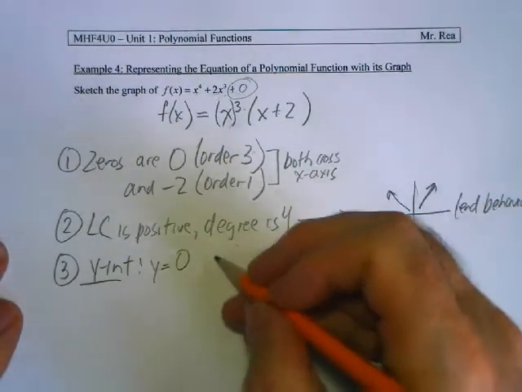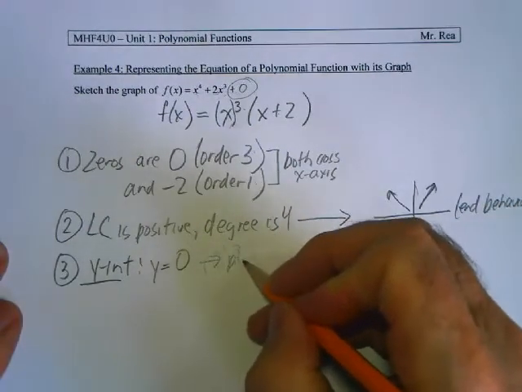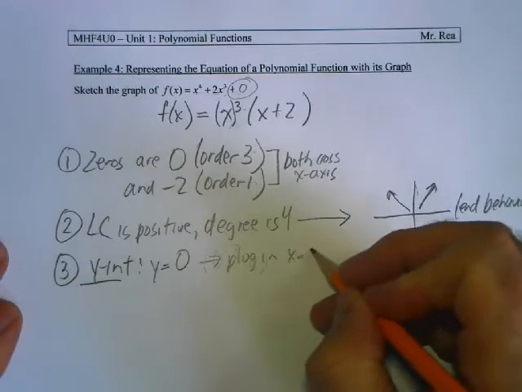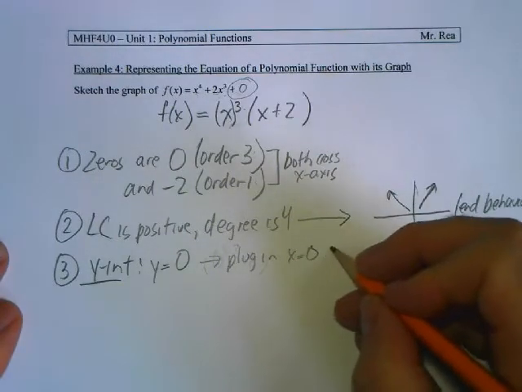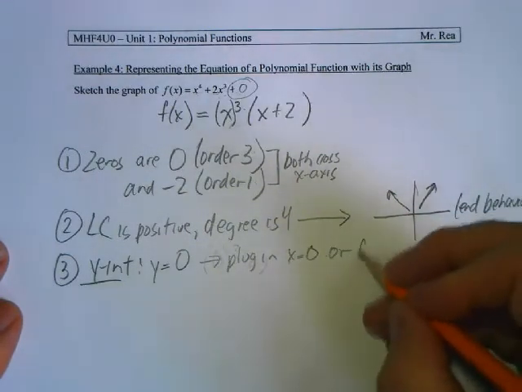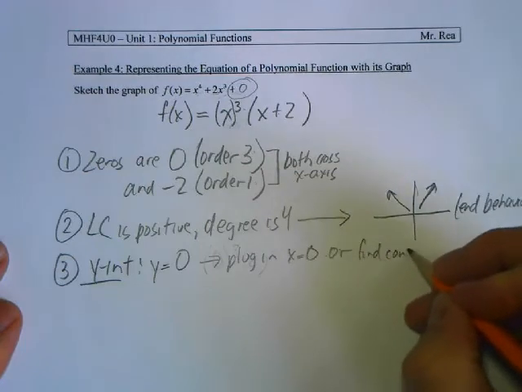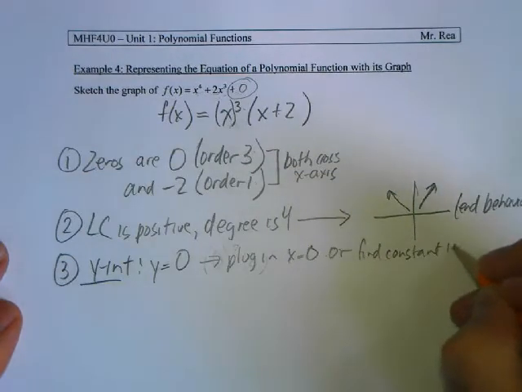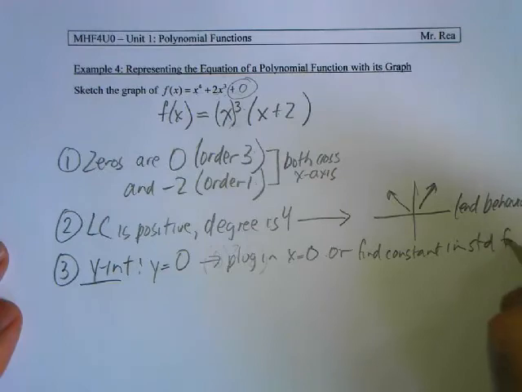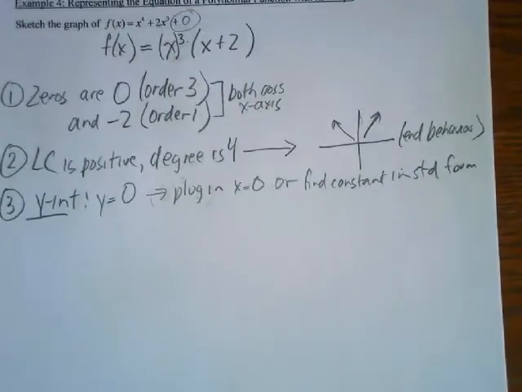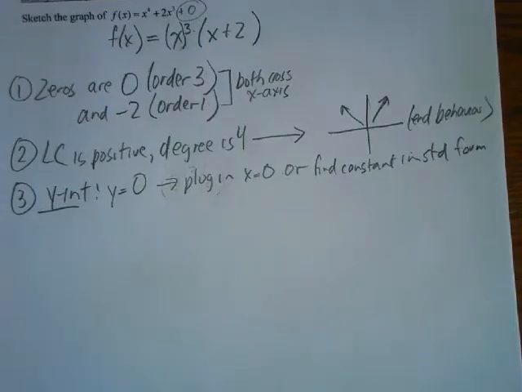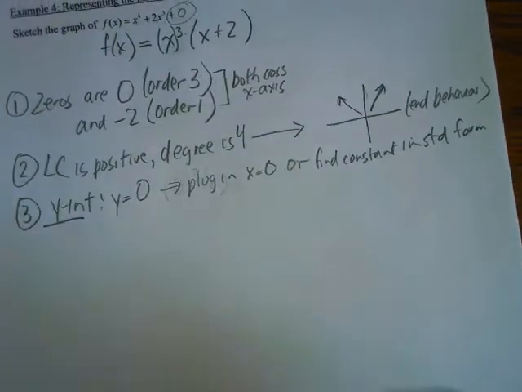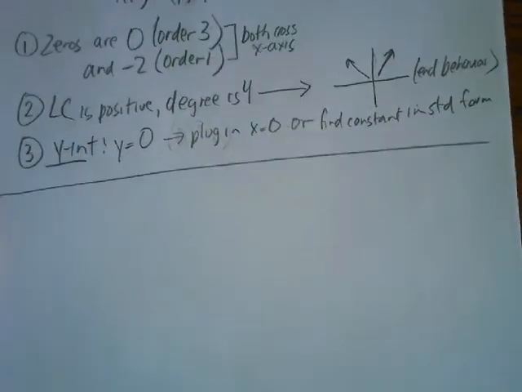Okay, so you could either plug in x equals 0 or find the constant in the standard form. So hopefully that makes sense. A couple ways of doing that. Okay, so that's actually enough information now. So I'm going to do my sketch down here.